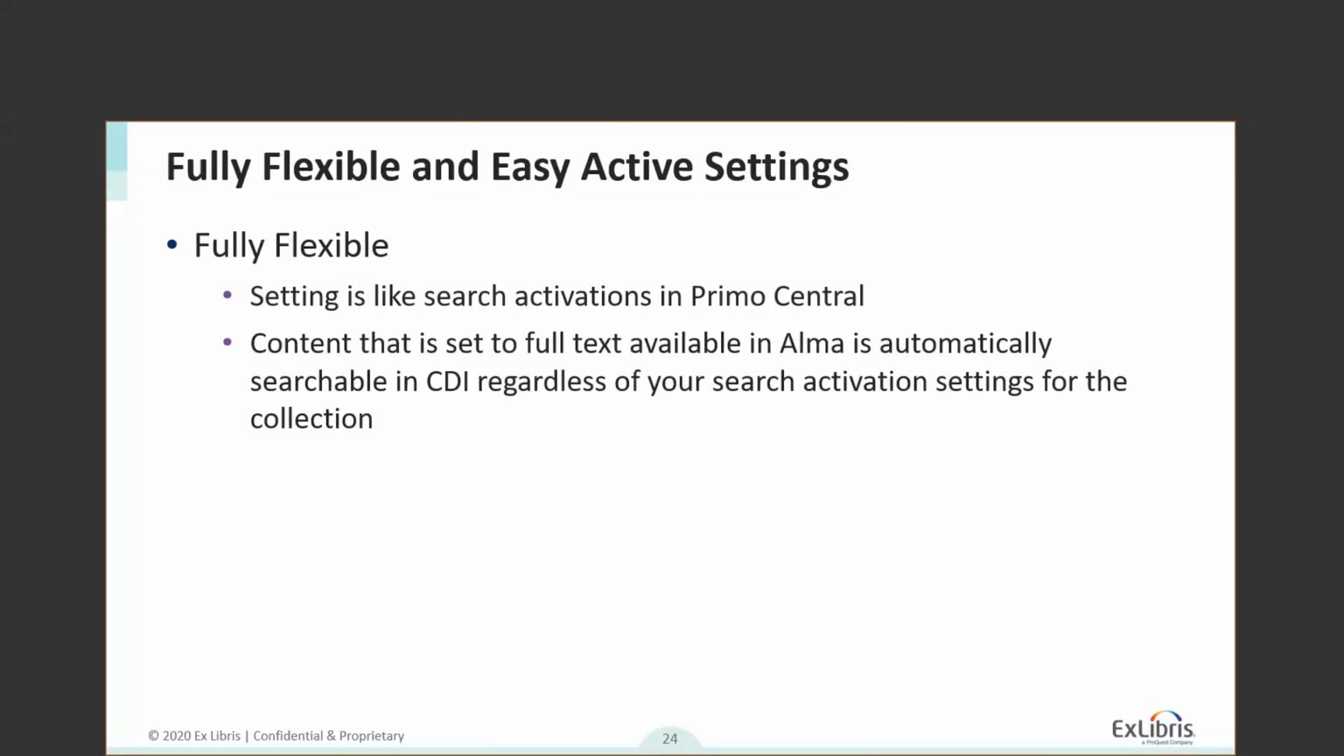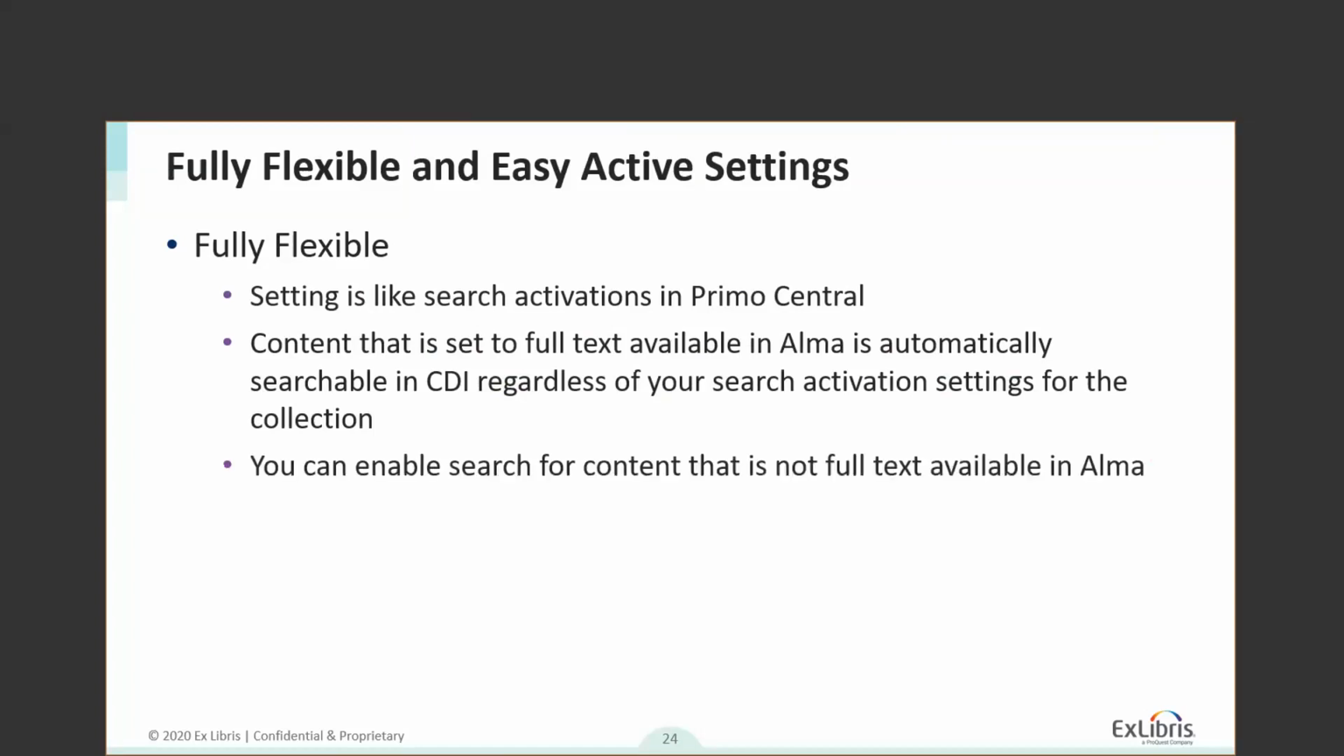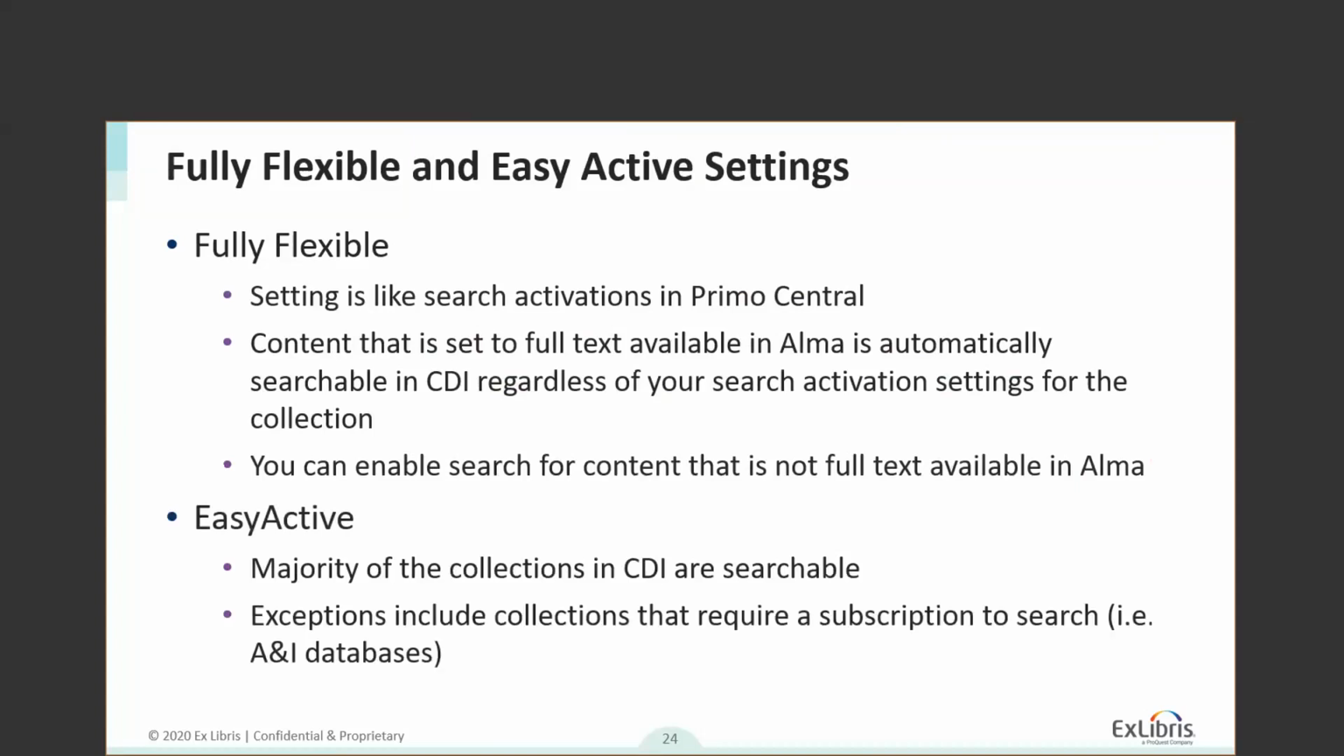If you're on the fully flexible model, if you're on the easy active model, everything's active in CDI, nothing else to do. Really, the only refinement for fully flexible is if you want to have refinement over what citations you can search in the expanded search. So when you don't have full text access, you have control over that for fully flexible. If you're on the easy active model, super easy for you. Everything that can be activated for the expanded search is activated, with the exception of things that require a subscription.